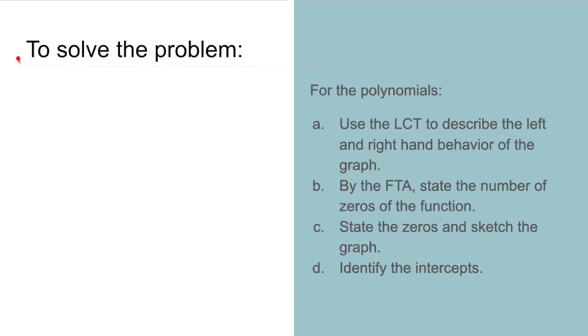In this video, we're going to be trying to solve this kind of problem. For the polynomials, use the LC to describe the left and right hand behavior of the graph. By the FTA, state the number of zeros of the function, and state the zeros and sketch the graph, and finally identify the intercepts.